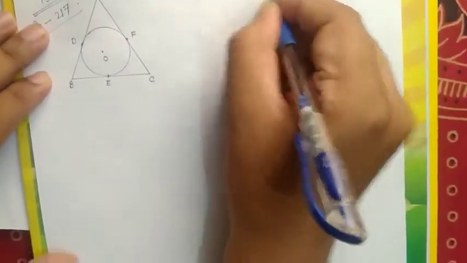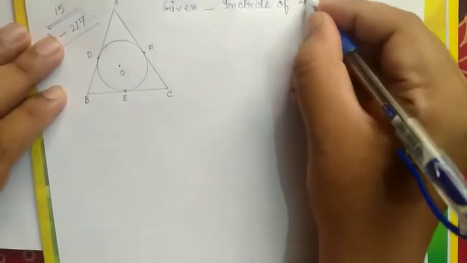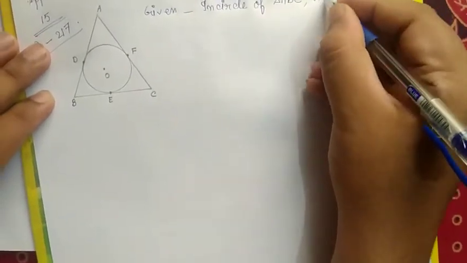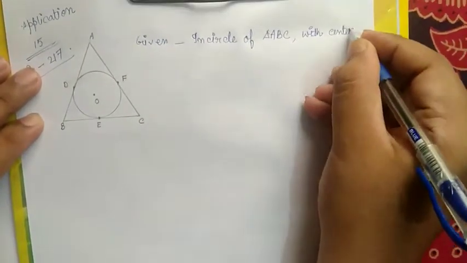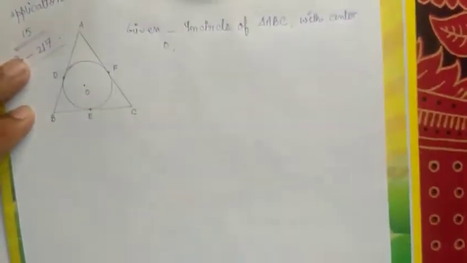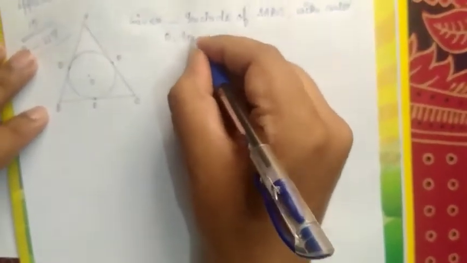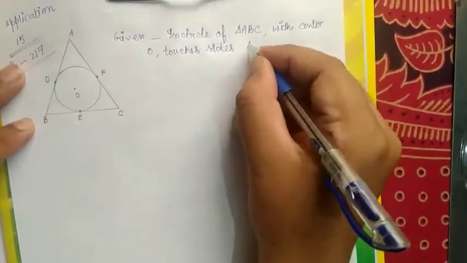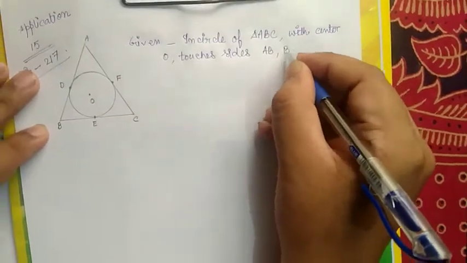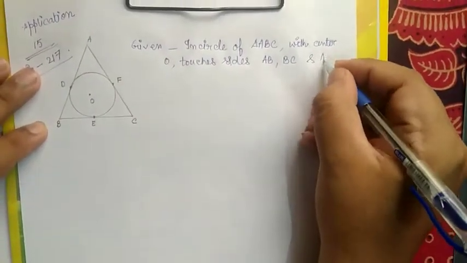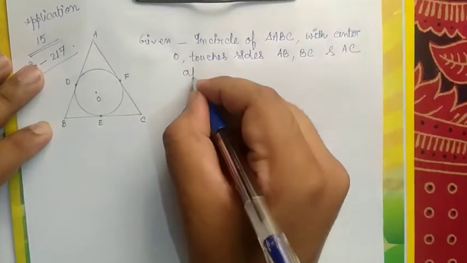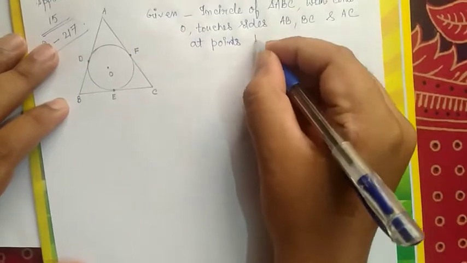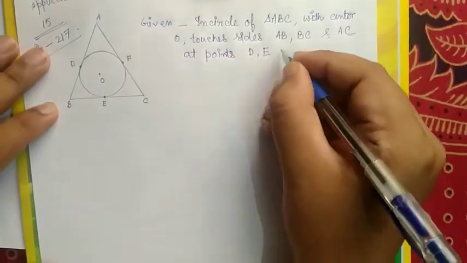Incircle of triangle ABC with center O touches the sides AB, BC and AC at points D, E and F.